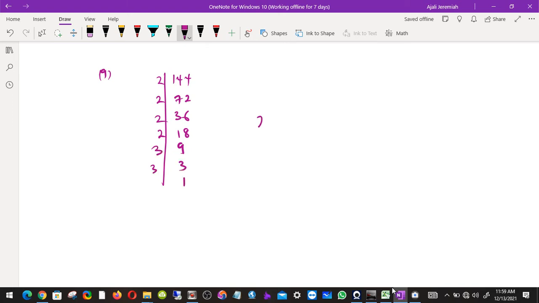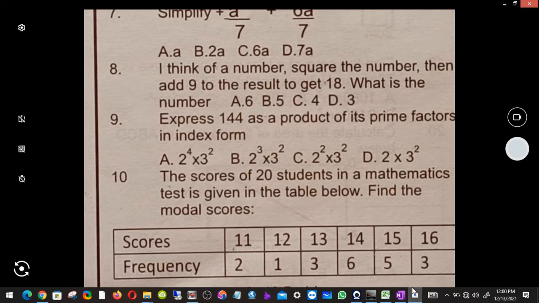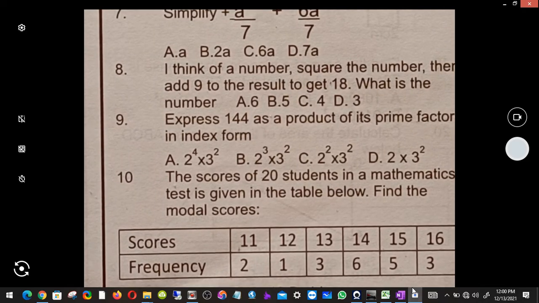3, 3, 3, 1. So that becomes 2 times 2 times 2 times 2 times 3 times 3. 2 raised to the power 4 times 3 raised to the power 2. Okay, 4 2s, 2 3s. And that's option 1. Option A. Okay, option A. Number 10.